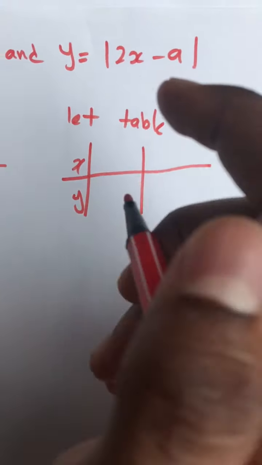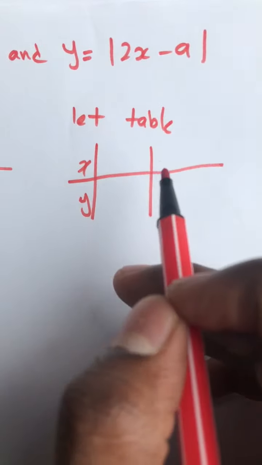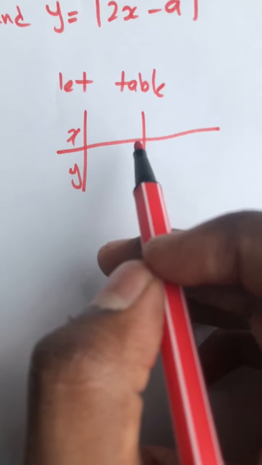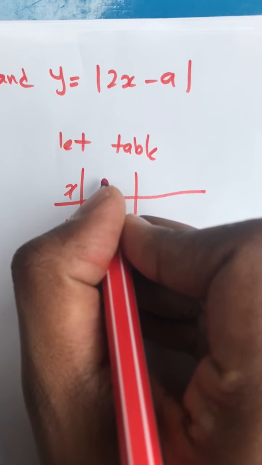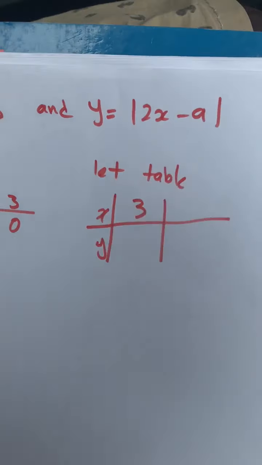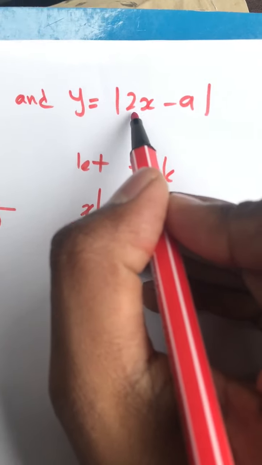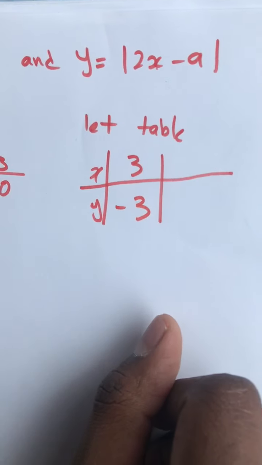For this kind of graph you can put 0, 0. For other graphs you cannot, you must choose a nice value so that when you put it inside, you don't get a decimal, otherwise it will be hard for you to plot. So I'm going to put x as 3. I know some of you will ask me why I specifically choose 3. You can put any value. I'll take 3 because 2 times 3 is 6, 6 minus 9, I get -3. So easier for me to plot.